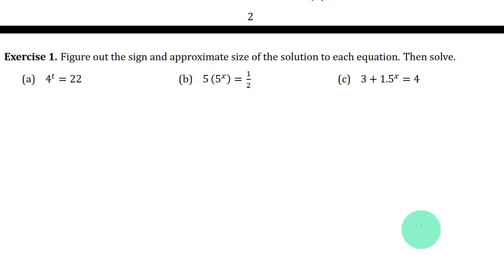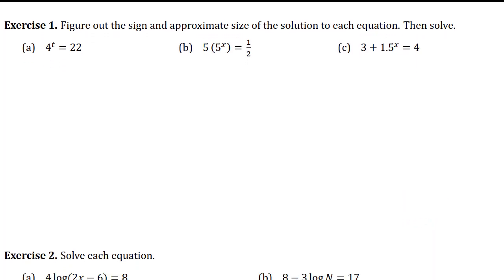All right. Welcome to the last part of this where you are checking your answers or getting unstuck with these exercises. Exercise one, you're just figuring out the sign and approximate size of the solution. So, is t here positive or negative to make 4 to the power t become 22?